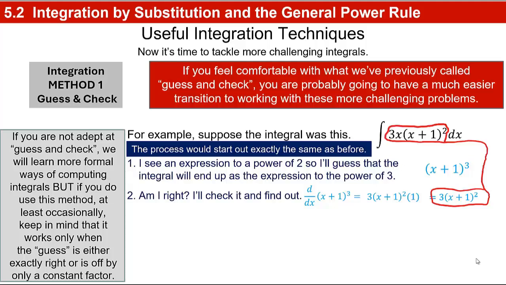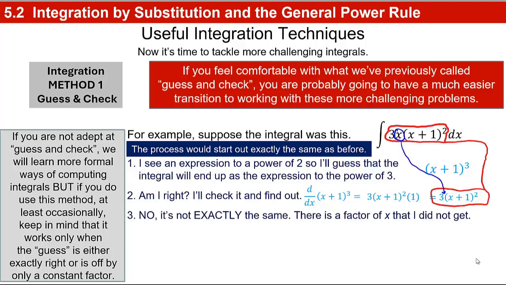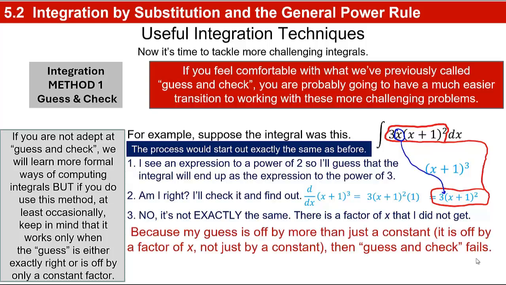Am I right? If you look back up there, no, I'm not right. And in fact, I have a real problem because I'm off by a factor of x. Now, as I said earlier, you can adjust this and fix it if you're only off by a numerical factor, a number. x is a variable, and if you're off by more than a number, if you're off by something that involves the variable, then guess and check fails.